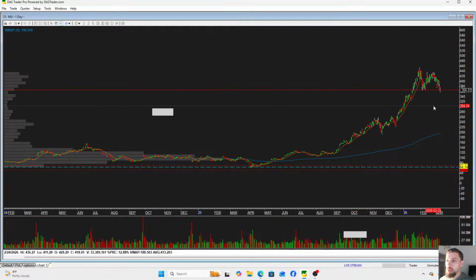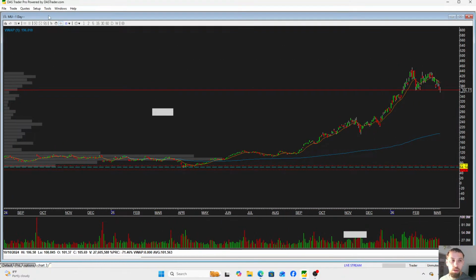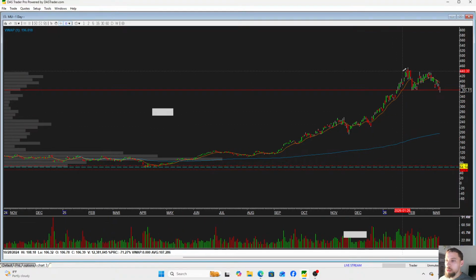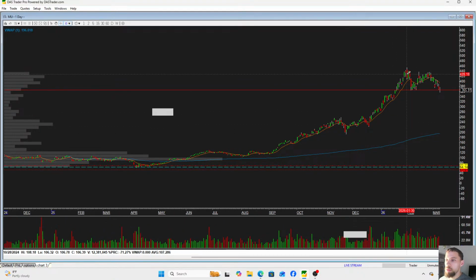Alright, MU, Micron, trade this stock quite a bit. As you can see, it's kind of made like a reverse head and shoulders. There's a shoulder, head, shoulder. And key area of support right here is this 366.